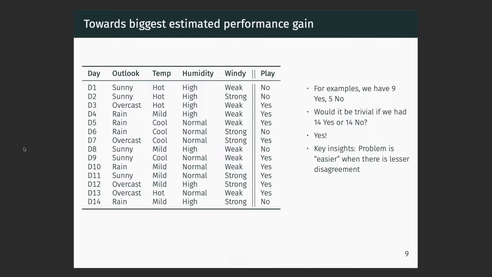Right? So we're talking about the problem being easier when there is lesser disagreement. Here 9 yes and 5 no have some element of disagreement because it's not a trivial decision, whereas with 14 yes or 14 no there is no disagreement. You'll always predict them to be either playing or not playing. So the next question to all of you is, what statistical measure would you use to quantify this disagreement?